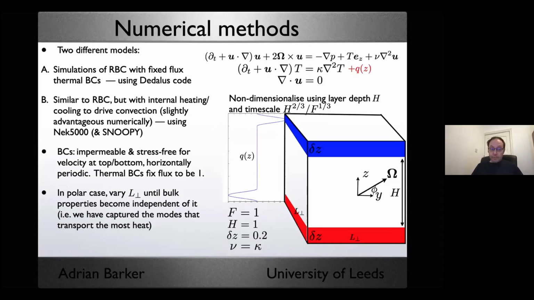So we're going to use stress-free boundary conditions for the velocity at the top and bottom, and impermeable, periodic in the horizontal, and in the polar cases we vary the box size in the horizontal direction so that the bulk properties are independent of this parameter, so that we've captured the modes that transport the most heat, using intuition from both linear theory and nonlinear simulations.